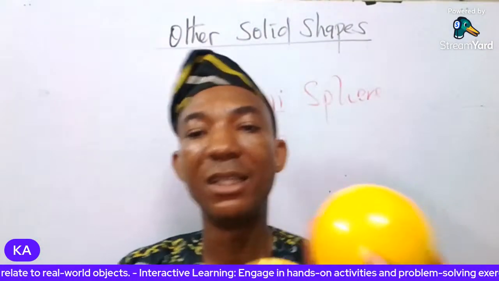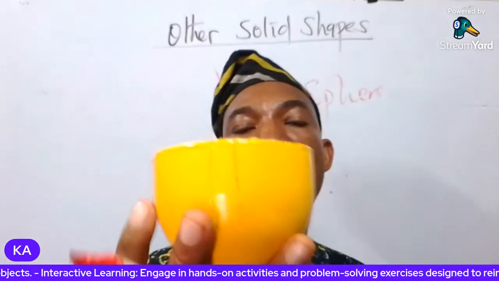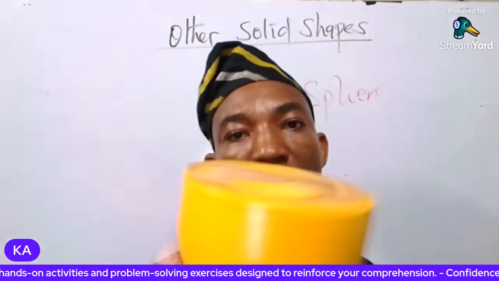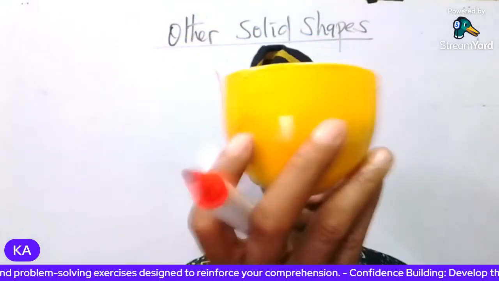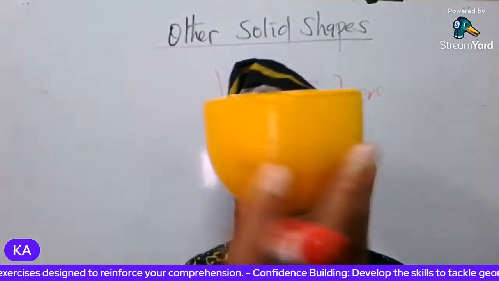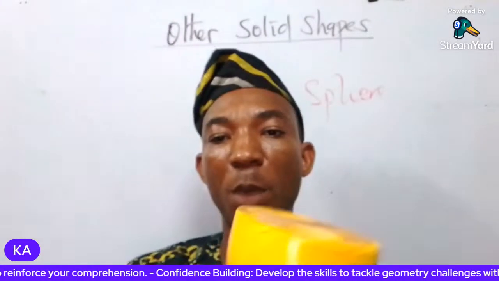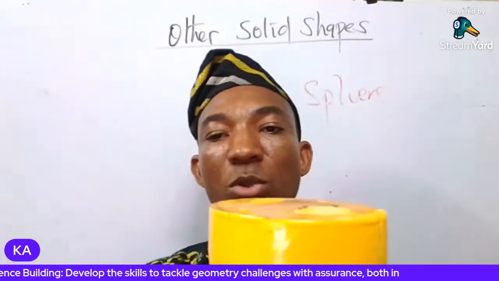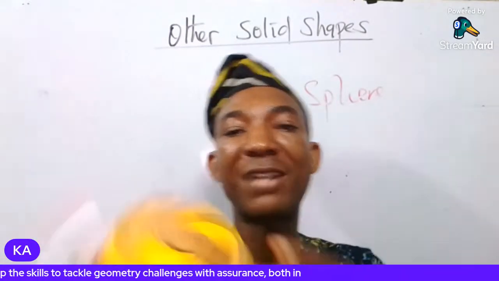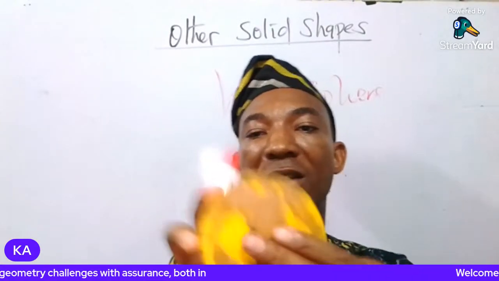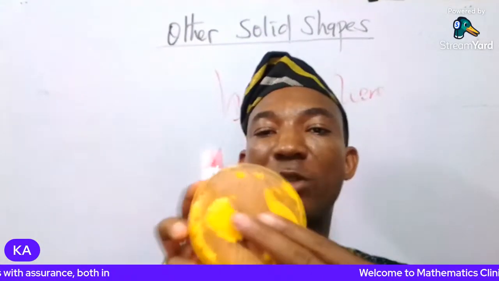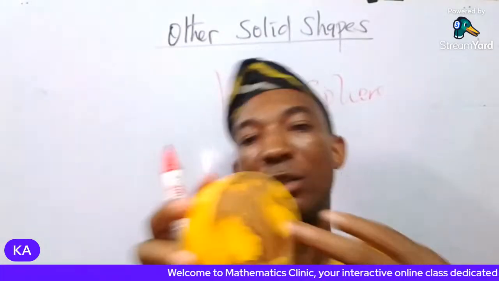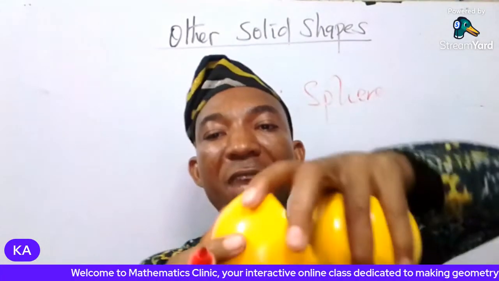So what are the properties? One property of a hemisphere is that it looks like a bowl, the bowl that your mommy uses to wash clothes at home. It also has a flat surface. This is the only flat surface a hemisphere has, and that is when you cut a sphere into two equal parts. Then it also has a curved surface.